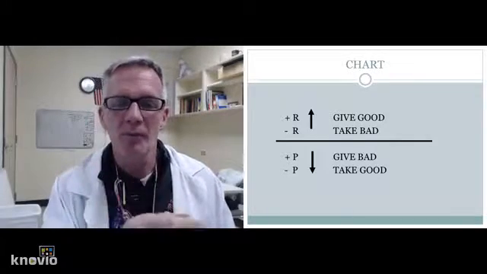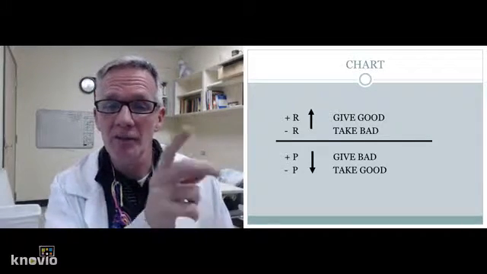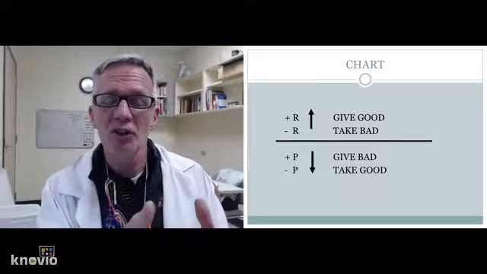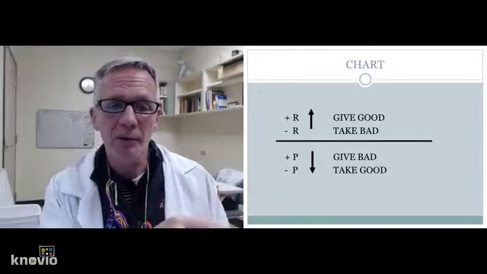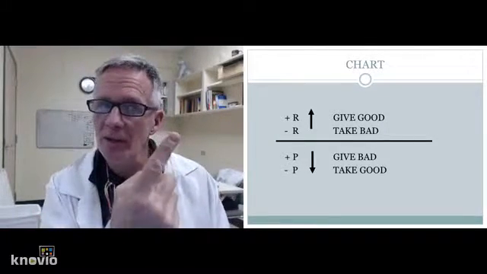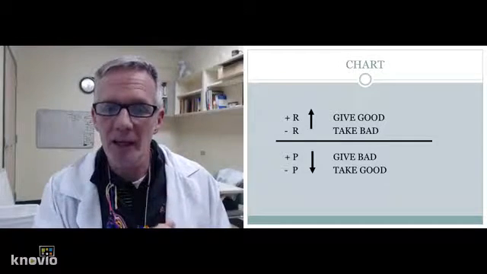So now it's real simple. What do we give to increase behavior? We're going to give something good. Positive reinforcement, you're giving something good to increase the behavior. Negative reinforcement, we're going to take something away to increase the behavior. What are we taking away? We're taking away something bad.